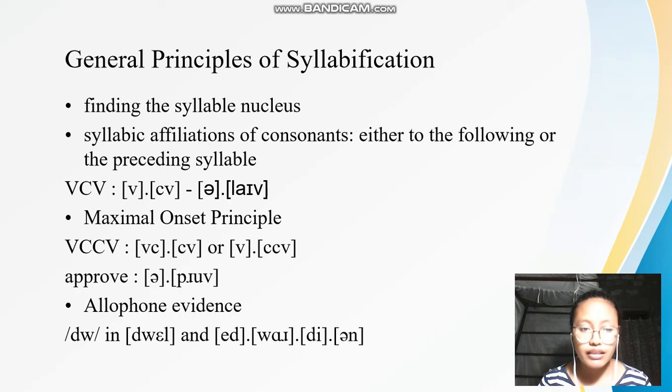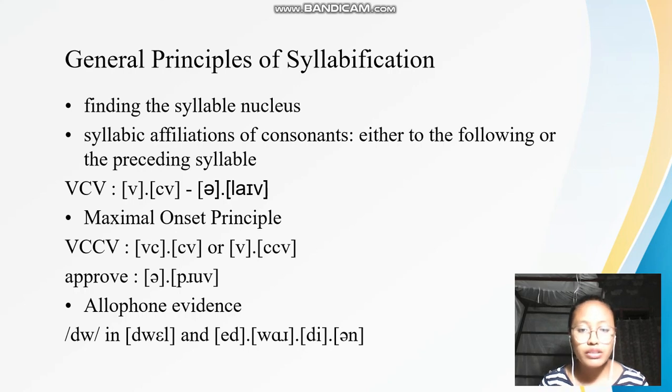If you can see the example here, if we have a word with vowel, consonant, vowel, then it can be vowel and consonant-vowel. For example, the word alive. The consonant L here immediately precedes the diphthong, so it belongs to the second syllable.